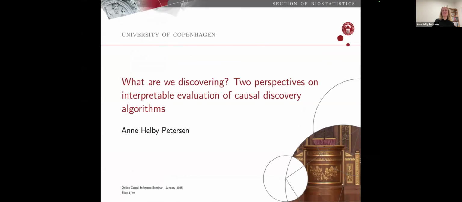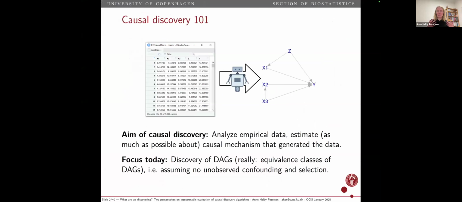So thanks for this opportunity to talk a bit about a topic that I've been very interested in for a few years now. The overall topic of today is of course causal discovery. We're going to discuss how to evaluate different procedures that aim to learn something about a causal data generating mechanism by analyzing empirical data. So this is the general setup.